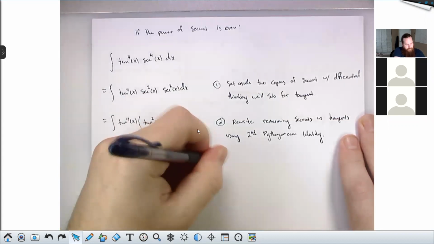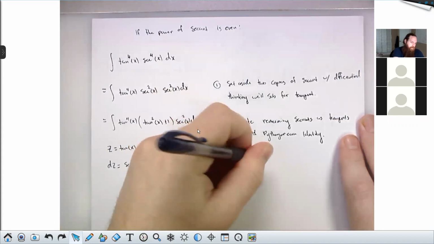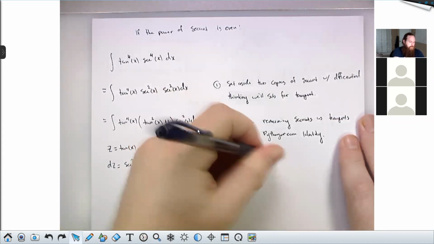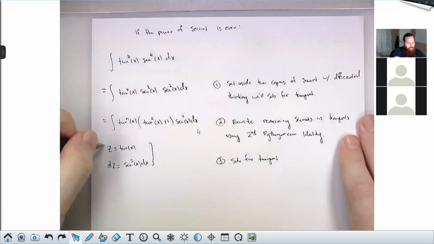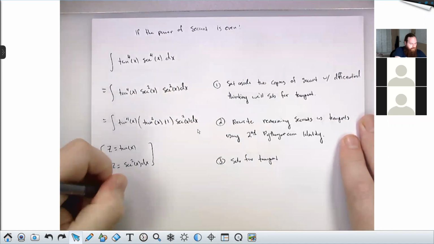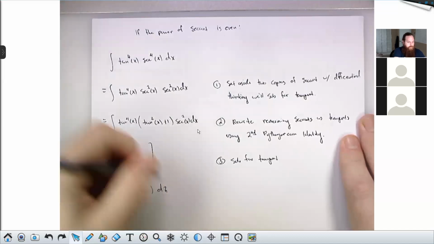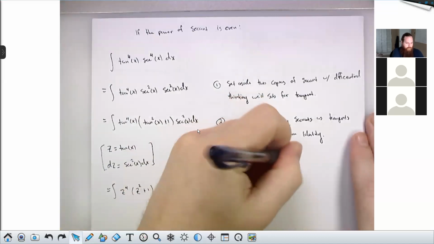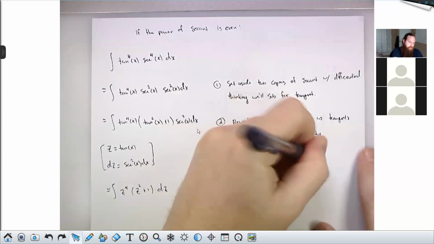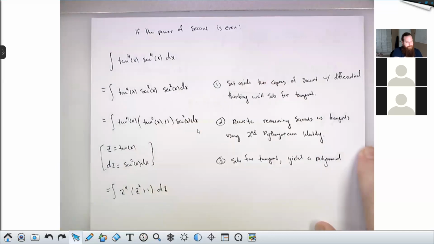That's our third step. And when I do that here, I'll have z to the 4 times z squared plus 1 times dz. So this will always yield a polynomial, and polynomials are easy to integrate.